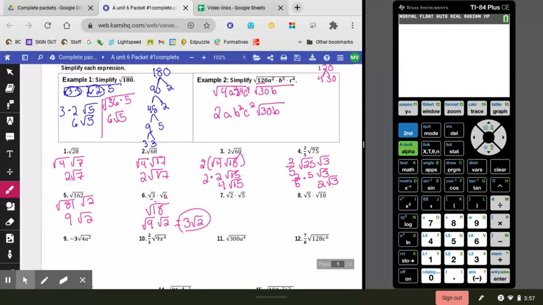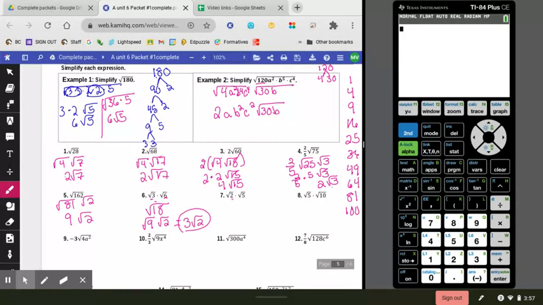It is really important for this unit that you know your perfect squares. So 1 squared is 1, 2 squared is 4, 3 squared is 9, 4 squared is 16, 5 squared is 25, 6 squared is 36, 7 squared is 49, 8 squared is 64, 9 squared is 81, 10 squared is 100. You should know at least those.